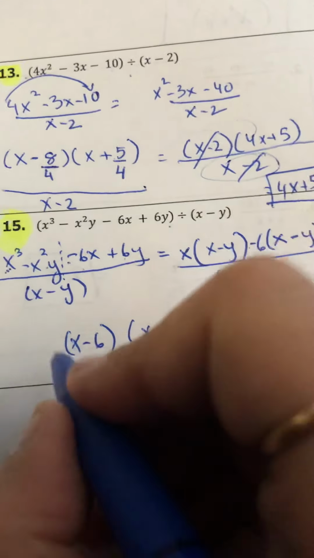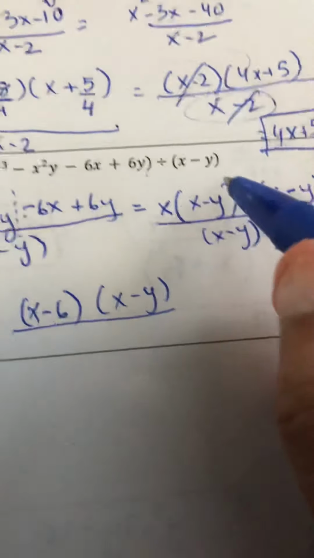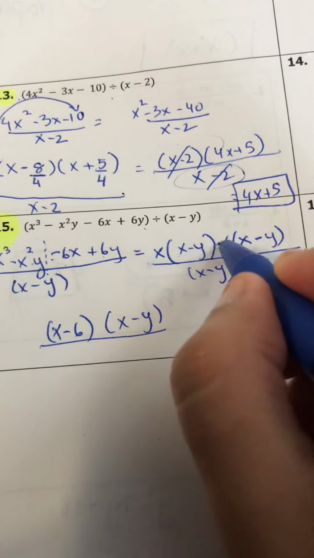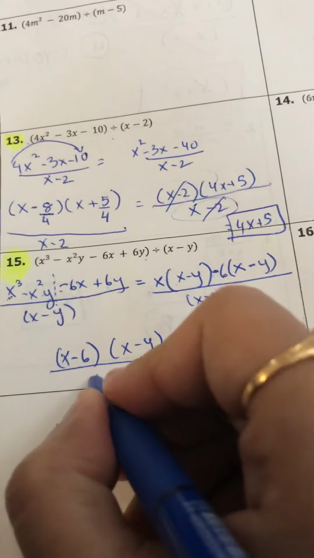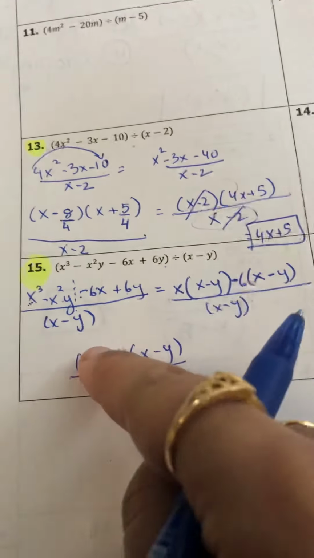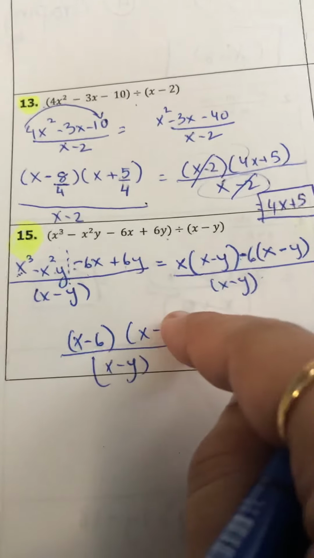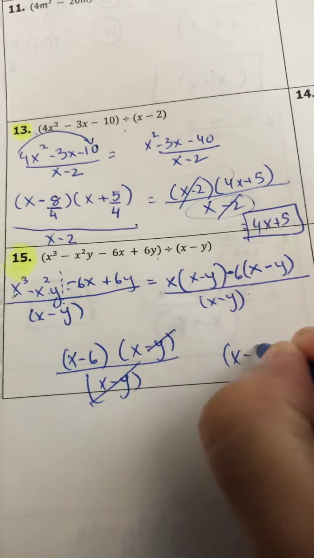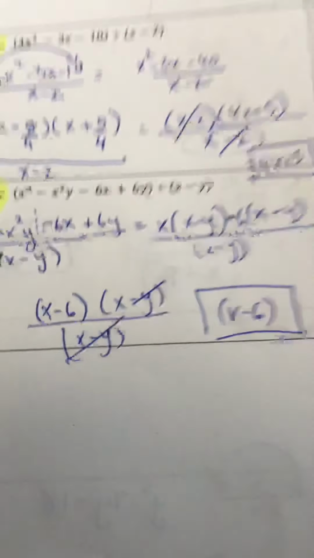They both are common now. I cannot cancel at this point because they are not in the factored form. There is something which is subtracted. I can only cancel if they are in the factored form, meaning they are being multiplied by each other. Now I can cancel these, and I'm remaining with only x minus 6 as my final answer.